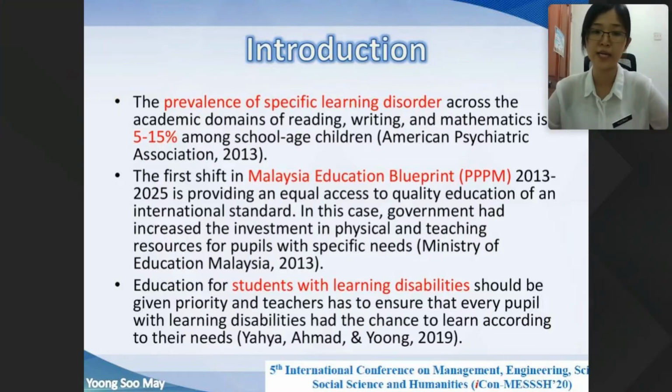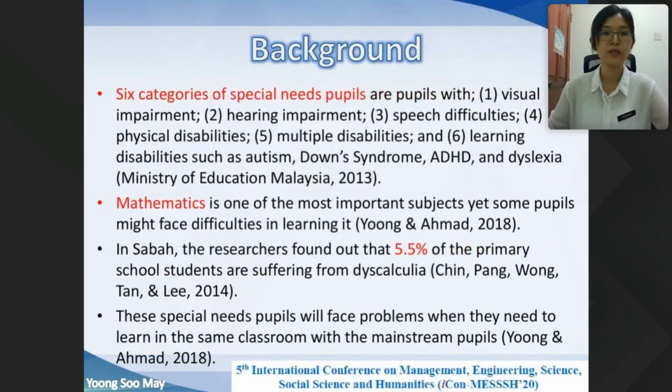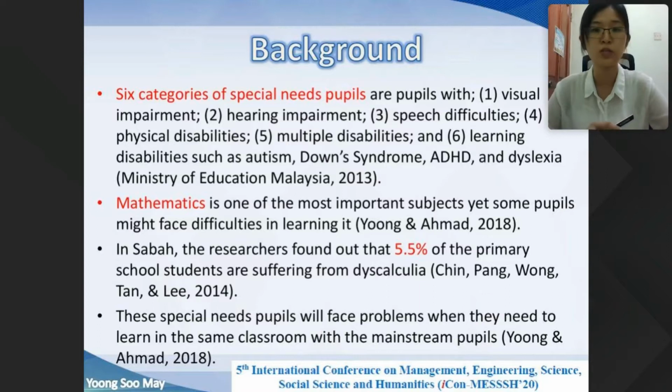According to Yahya, Ahmad, and Young in 2019, education for students with learning disabilities should be given priority, and teachers have to ensure that every pupil with learning disabilities has the chance to learn according to their needs. In Malaysia, there are 6 categories of special needs pupils: visual impairment, hearing impairment, speech difficulties, physical disabilities, multiple disabilities, and learning disabilities.